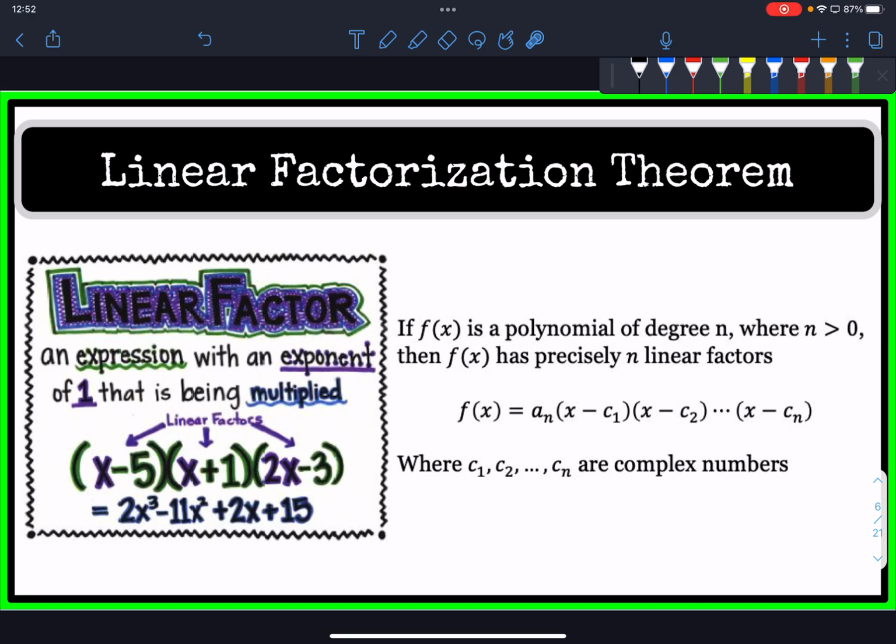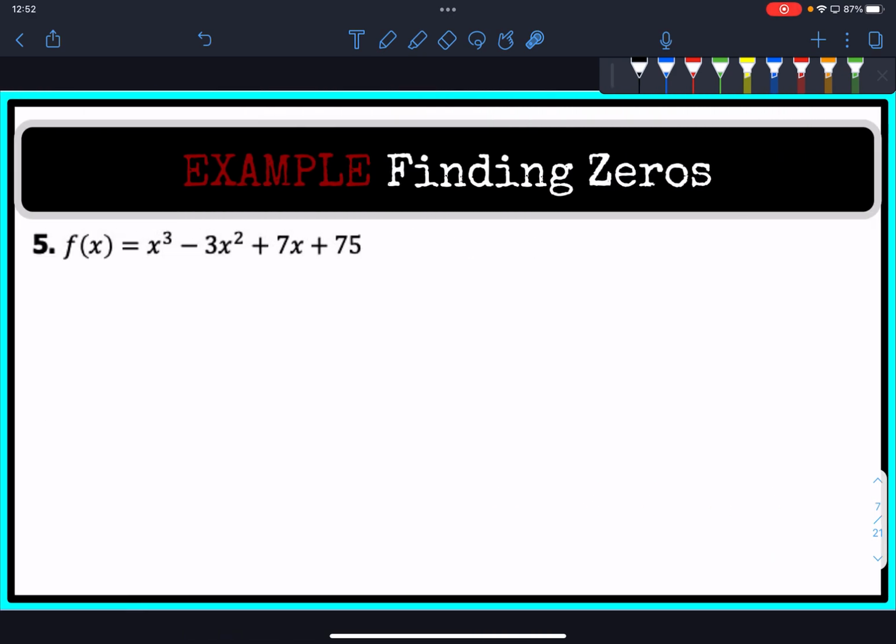So let's see some examples of this, and how we're going to find these complex zeros. So first, since we have x to the third power, I know there has to be 3 zeros, and one of those zeros is going to be a rational zero. So we're going to use our rational zero test to find that number first. So 1, -3, 7, and 75. And we're going to look for the factors of 75 here to test.